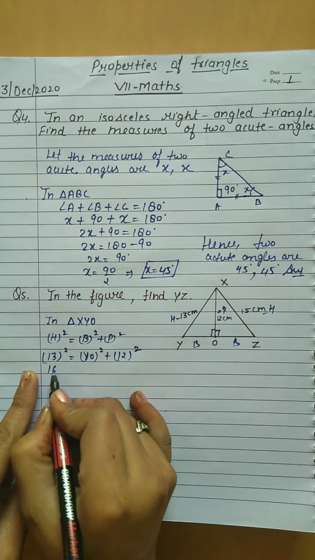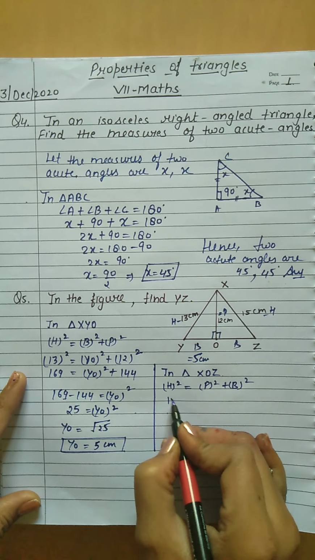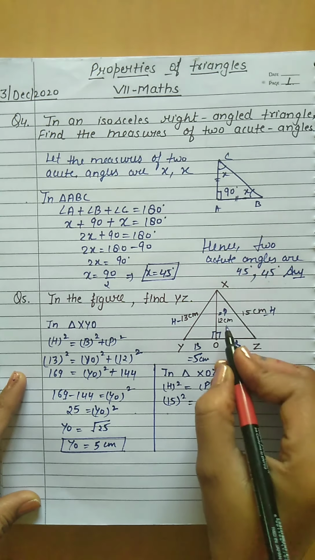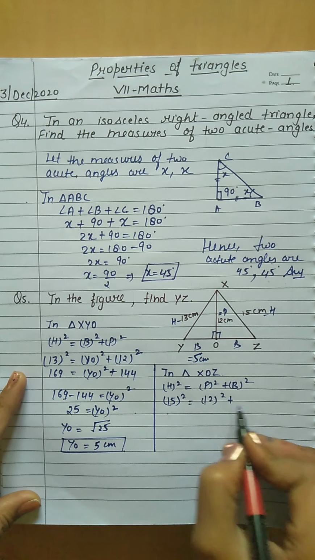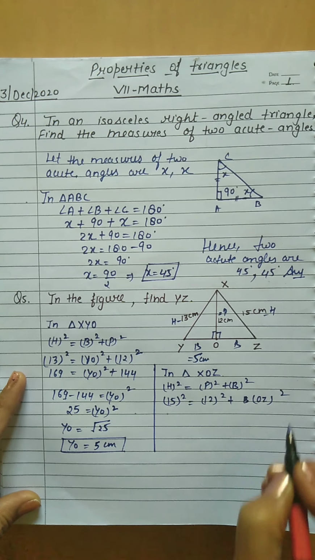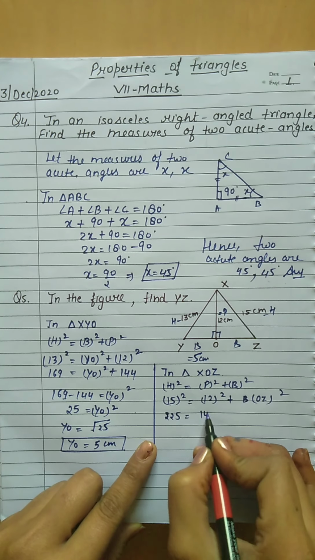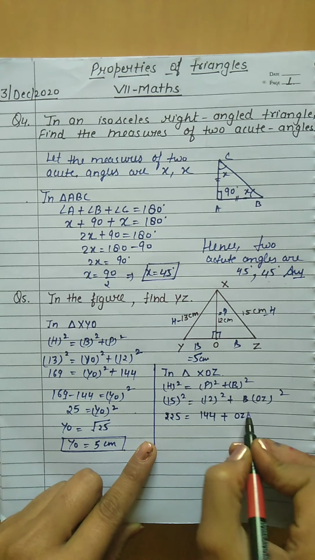Okay students, so 5 centimeter is YO. Okay, so students, how much is this? 5 centimeter. Okay, so students, in triangle XOZ, same here, hypotenuse square is equal to perpendicular square plus base square. Okay, so hypotenuse is here 15, so 15 square, perpendicular is here same, that is 12 square, and we don't have the base, or we can write it as OZ. Okay, so students, 15 square is 225 is equal to 12 square is 144 plus OZ square.